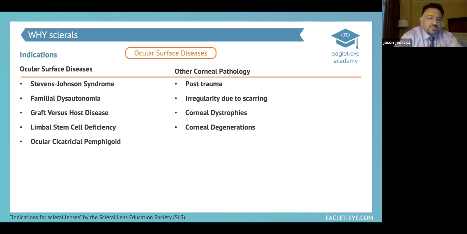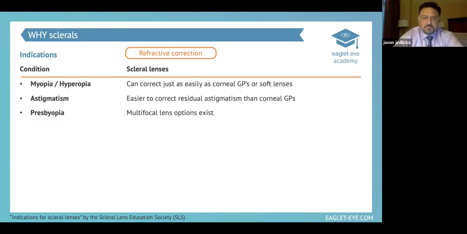And we have a whole host of ocular surface diseases where the dry eye component can be moderate to severe, and we have a lot of other corneal pathology that creates irregularities such as dystrophies, degenerations, trauma, etc. All of these individuals are prime candidates for scleral lenses.